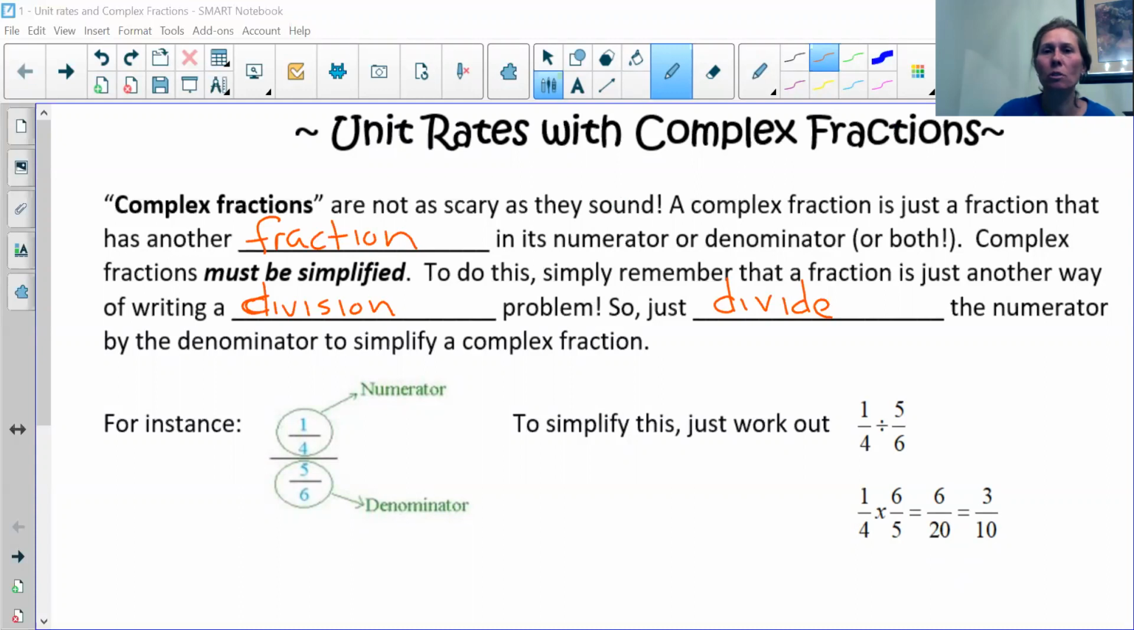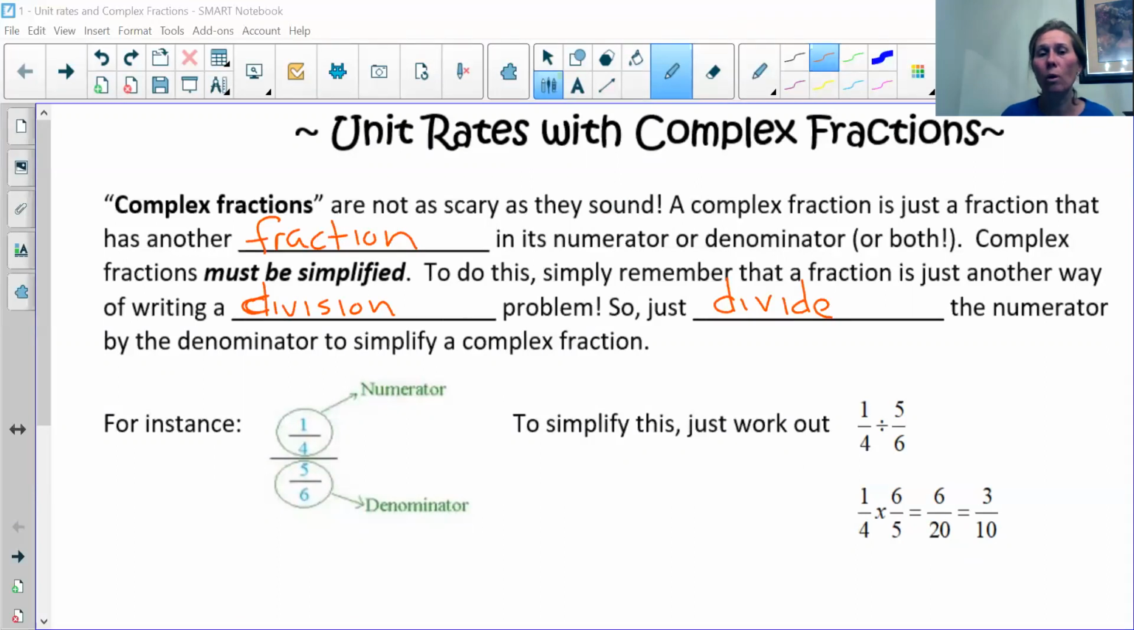Complex fractions are not as scary as they sound. A complex fraction is just a fraction that has another fraction in its numerator or denominator or both. Complex fractions must be simplified. To do this, simply remember that a fraction is just another way of writing a division problem. So just divide the numerator by the denominator to simplify a complex fraction.